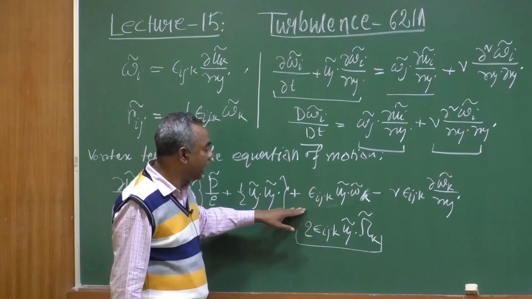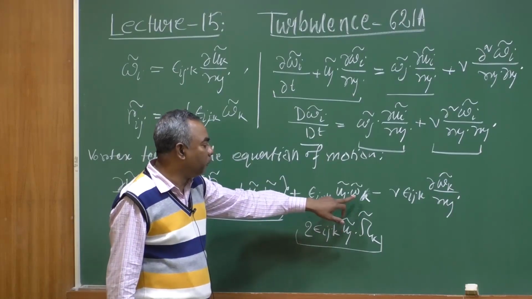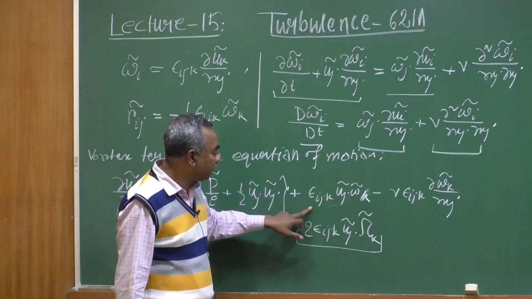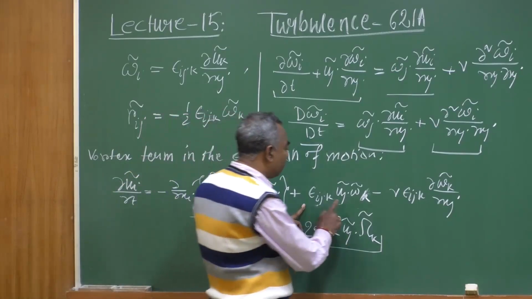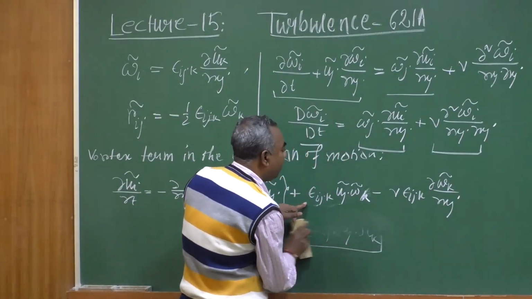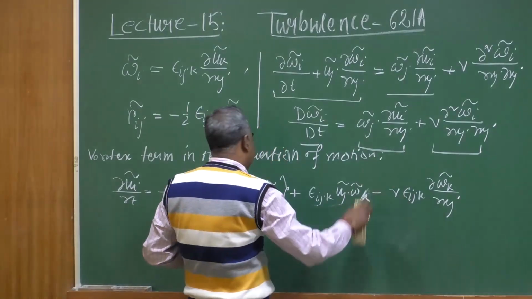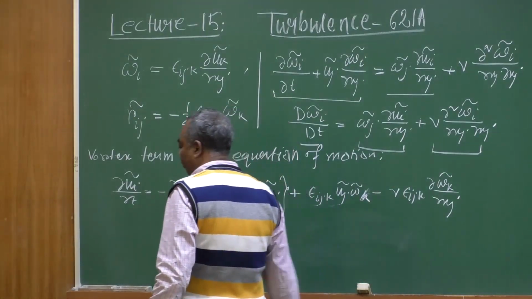Suppose there is a vortex line and that particular vortex line will experience a Lamb force, and that amount of force is this much. Okay. So, that is the meaning of this particular term. Okay. And this is the viscous term which has been written in terms of vorticity.